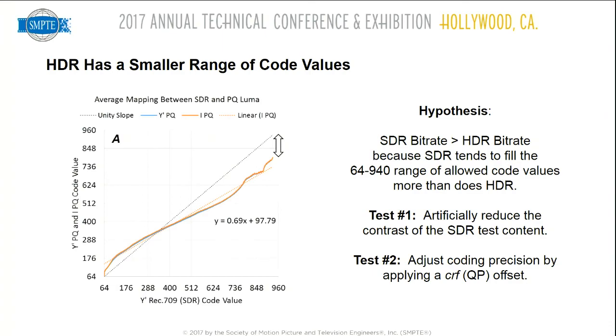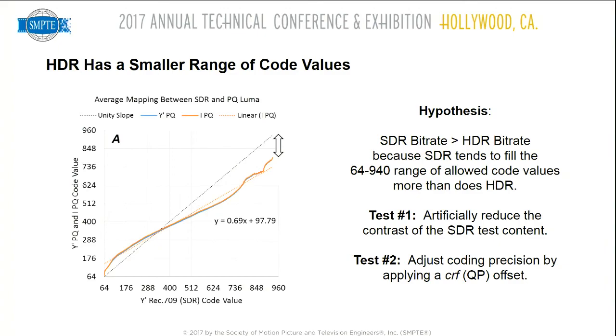As I mentioned before, that CRF value is equivalent to, or analogous to, QP. And QP is the parameter that tells us how many quantization levels, or the precision of quantization, we'll have there. Lowering the CRF value basically increases the precision of quantization in HDR. Okay? So to test that, I did this.